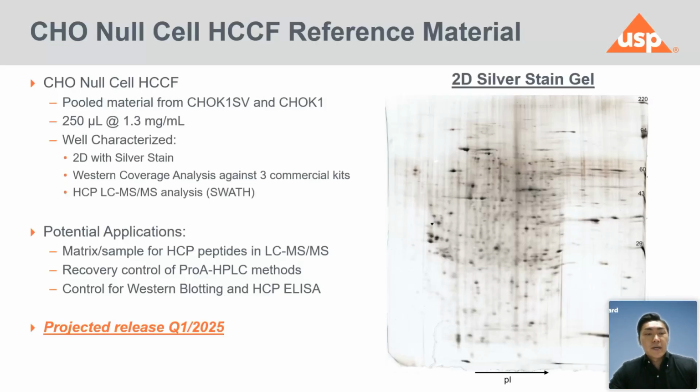So some of the potential applications for this reference material will be matrix and sample for host cell protein peptides in LC-MS/MS, recovery control for protein A HPLC method, as well as control for Western blotting and host cell protein ELISA coverage. Its projected release is in Q1 2025.